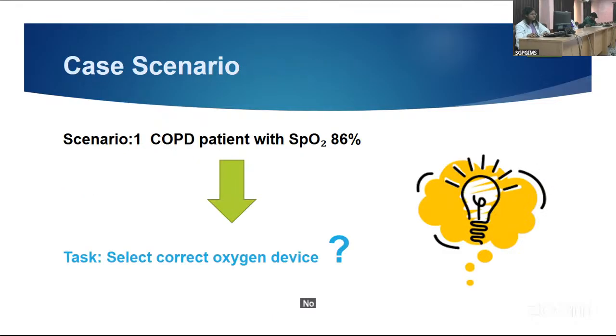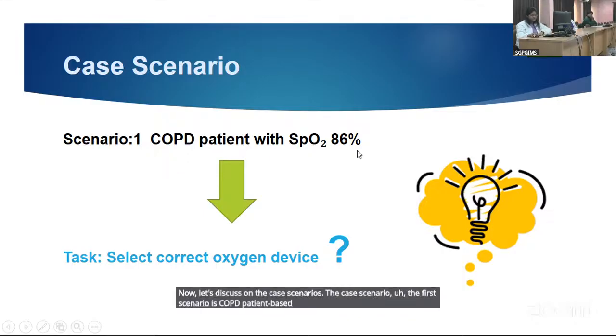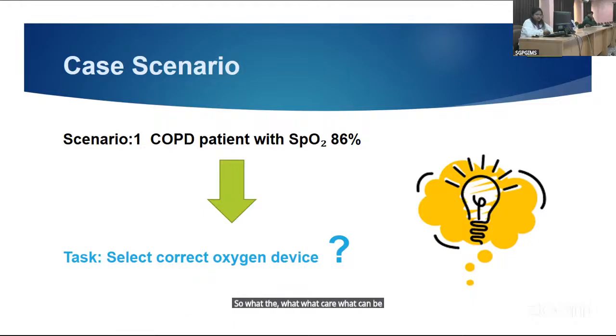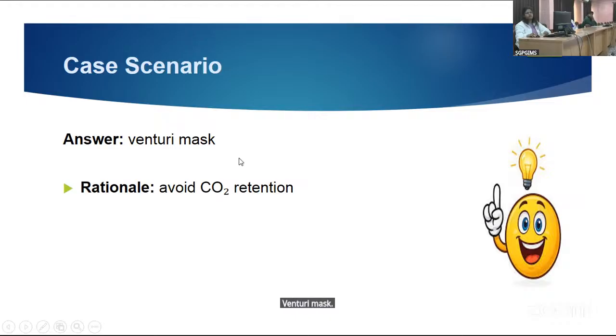Now let's discuss the case scenarios. The first scenario is a COPD patient with saturation 86%. So what can be the delivery device we can use here? Just think for a second and see, in a COPD patient with saturation 86%, we use Venturi mask. Why? Because we need to give that patient the precise unit of FiO2. And what is the rationale? It avoids carbon dioxide retention.